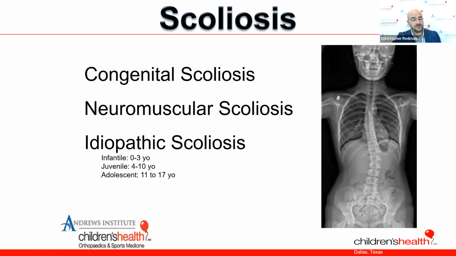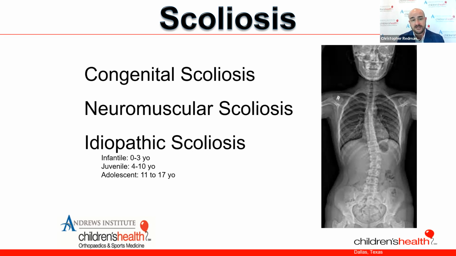When we look at the different types of scoliosis, there are three main types, and we break these down into congenital scoliosis, neuromuscular scoliosis, and idiopathic scoliosis. Each one of these has different properties, and we can break each one down into further categories also, but we'll stick with these main categories today.